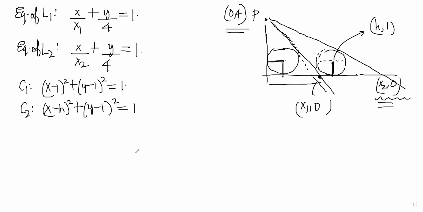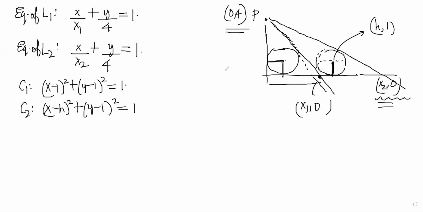Now here, I will try to avoid doing coordinate geometry stuff like equation of pair of tangents and all. I will not try to do that. We will use geometrical results because that will give us the answer faster. So what do I mean by geometrical results?